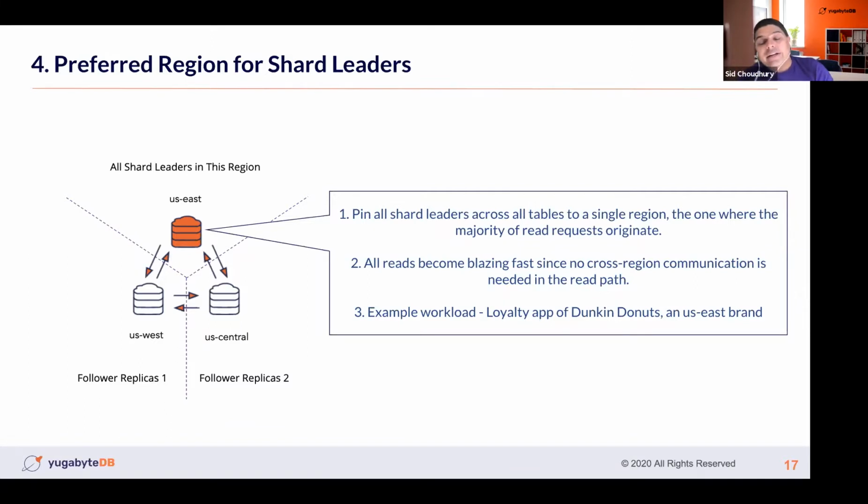Their loyalty app, imagine, is distributed like this across the country, but they can pin all the leaders in US East and have a great experience for their users for the normal path. And if, let's say, disaster ever strikes US East and that entire region goes away, the system still heals between US West and US Central, albeit all those users will experience a slightly higher latency because their queries will now have to travel farther geographically. Again, a fair compromise.